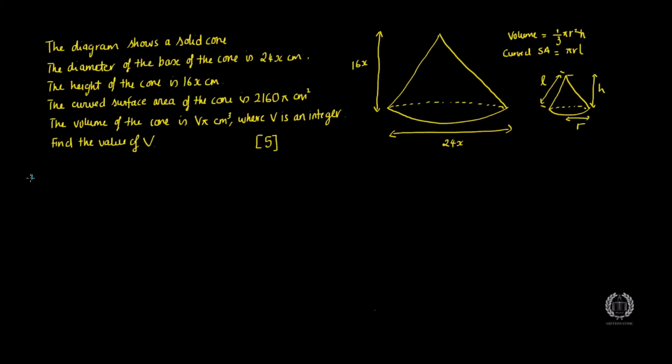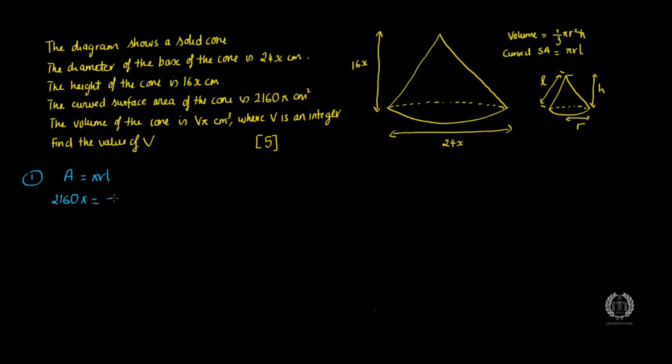So the first step that I'm going to do is they've given us that the curved surface area of the cone is this value. So I'm just going to quickly write the formula for curved surface area. So the curved surface area is pi r l. Okay. Now they've given us a value for the curved surface area, which is 2160 pi. So what I can do is put that 2160 pi in here, right? Because that's the actual value for the curved surface area.